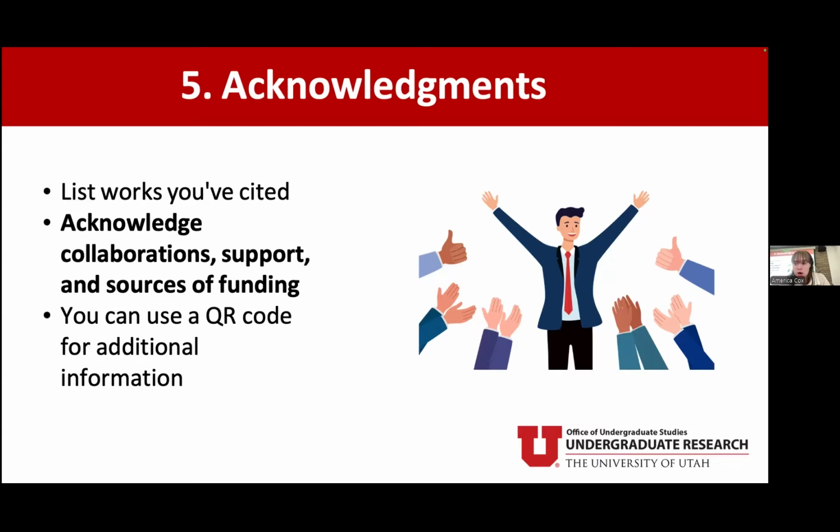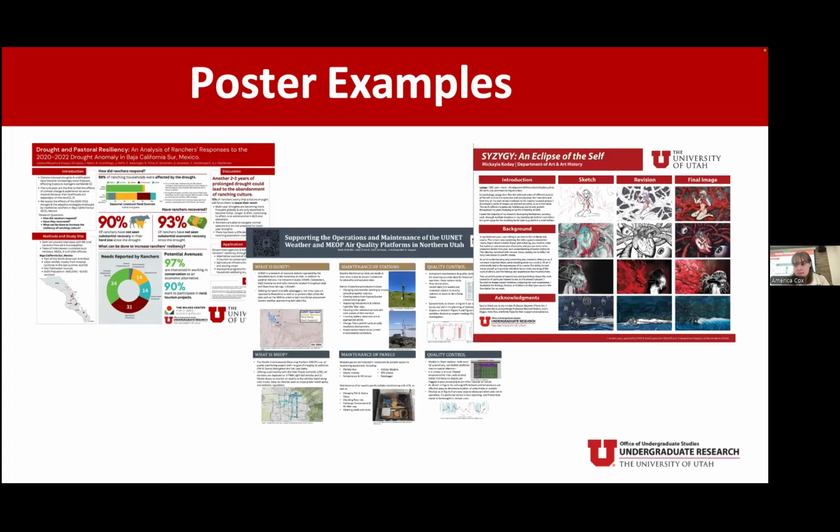You can also use a QR code for additional information. I've seen a lot of posters where they have a QR code to their lab's website, so they can have contact information there. I've seen people do QR codes to their LinkedIn, so you can connect that way. QR codes are definitely optional. They're not needed, but it is nice because they can be nice and small on a big poster, and provide a way for people to contact you and check it out further. So that's the general gist of the 5 main parts.